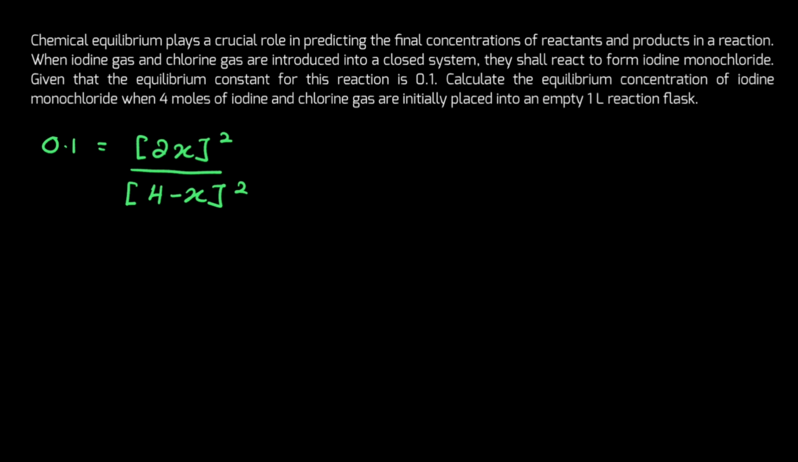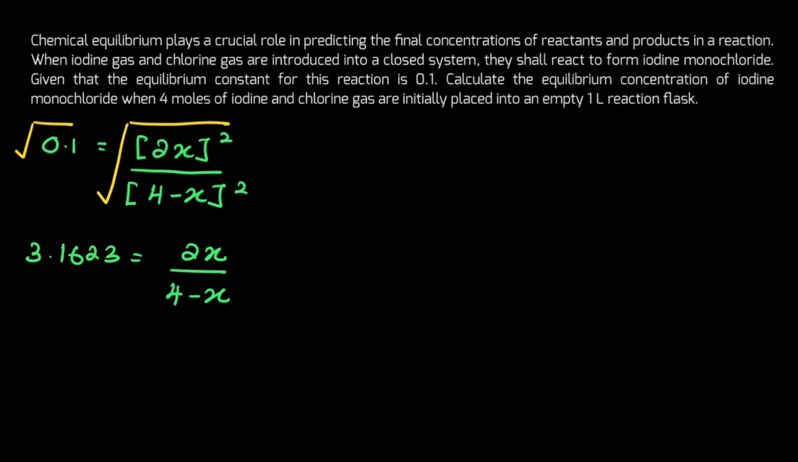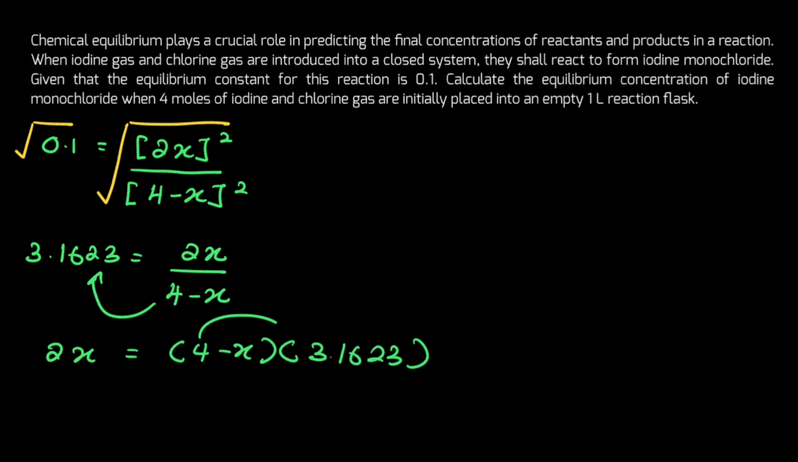Alright, in this case, the easiest way is to take the square root of both sides. So I'm going to do the square root of this and this, leaving you with the square root of 0.1, which is 3.1623, equal to just 2x divided by 4 minus x, right? To make it easier, because we want to find the value of x, you bring this here, so you will get 2x is equivalent to 4 minus x times 3.1623. So you just have to multiply 1 by 1.